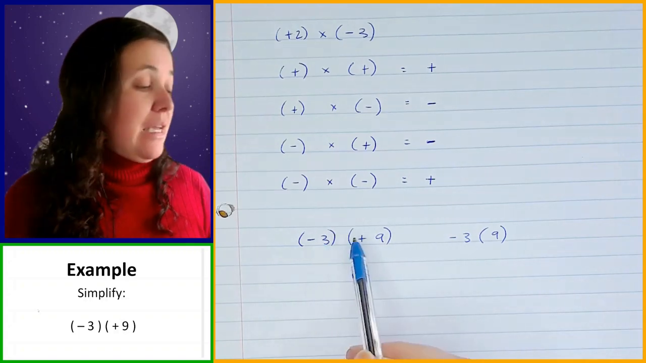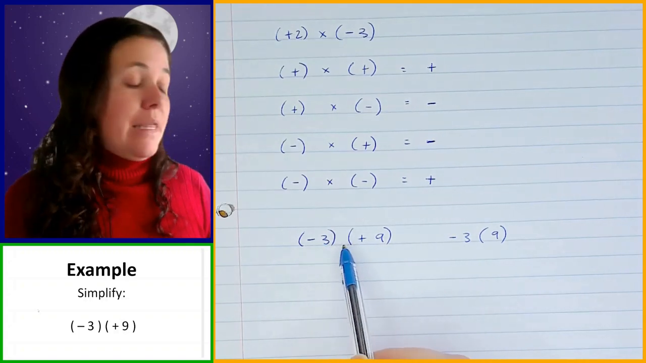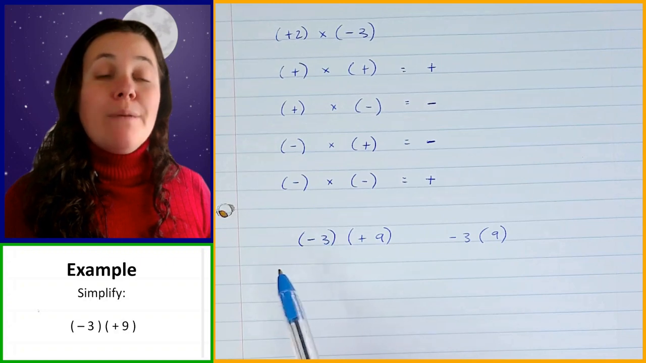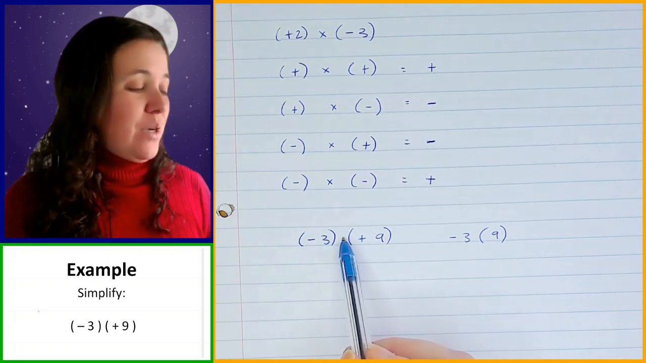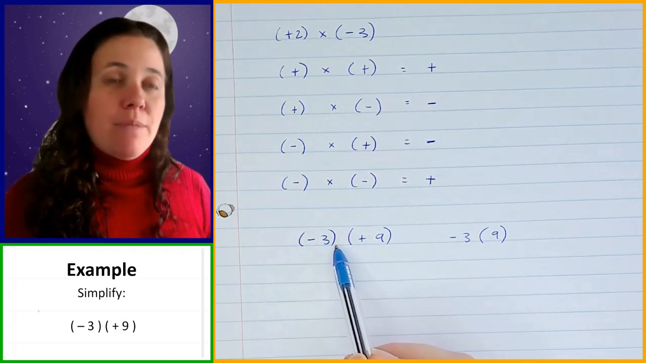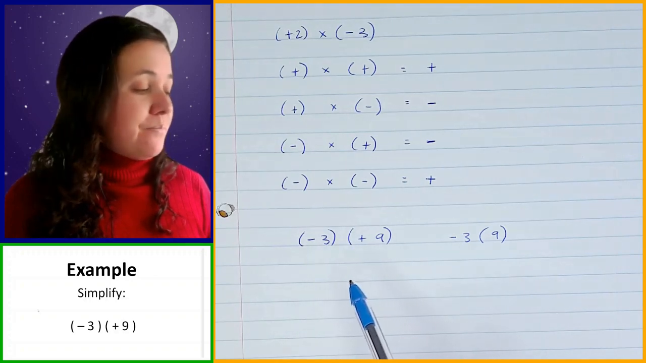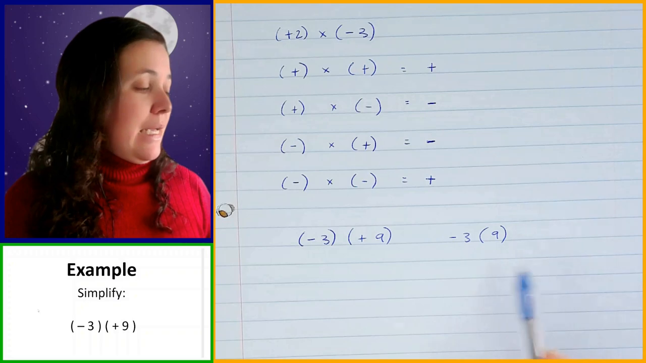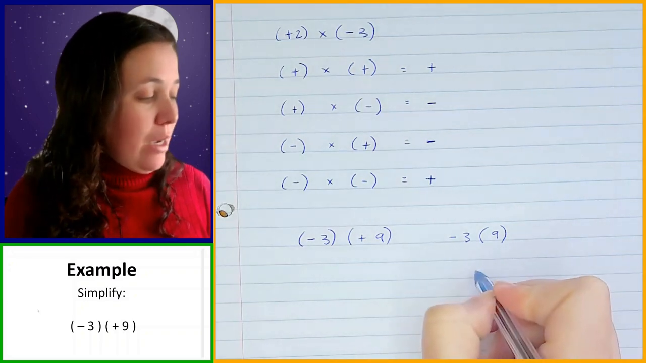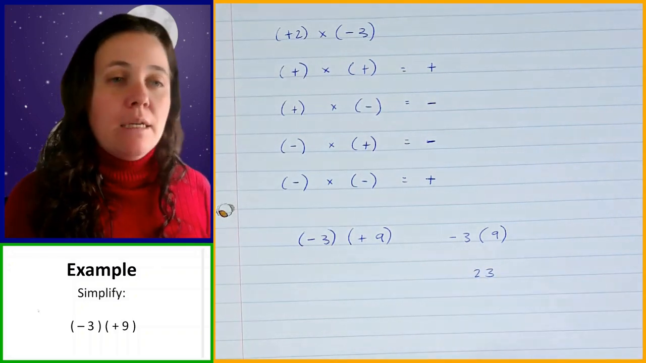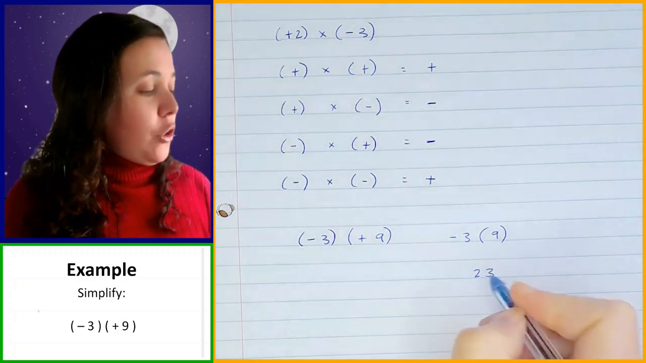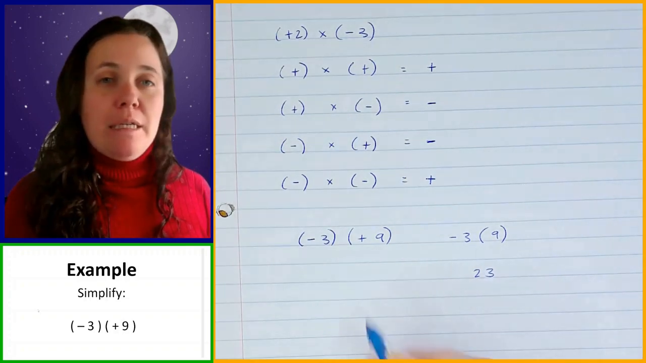When there's nothing in between, then it automatically means times. Okay, so I don't need to write the times sign. I can just leave it blank and it means times. Okay. The only time we can't do that is if we just have two numbers next to each other. So if I want to write 2 times 3, I can't just do that because then it looks like 23. So over there, we can't just leave it out.